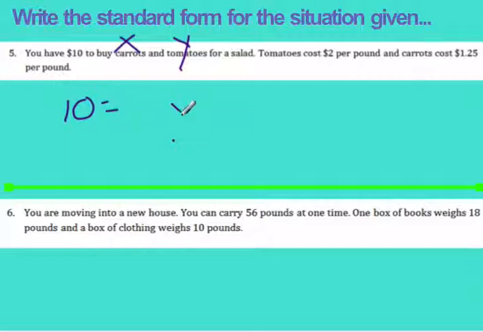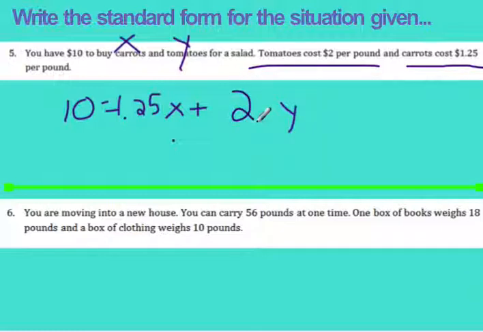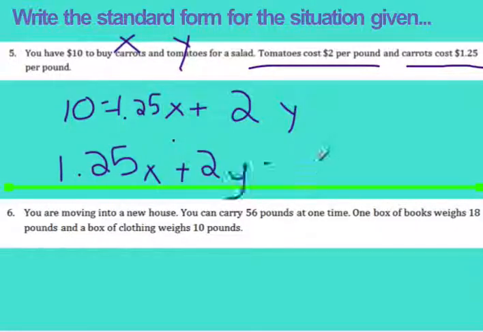So for every x amount of carrots I buy, it's going to cost $1.25. Then for every y amount of tomatoes that I buy, it's going to cost $2. And guess what? That's it. Now, normally standard form is written with the x's and the y's on one side, but I'm not going to get picky if you have it written that way. Either one of these is okay, as long as the x and the y are on one side and the thing that's just a number is on the other.